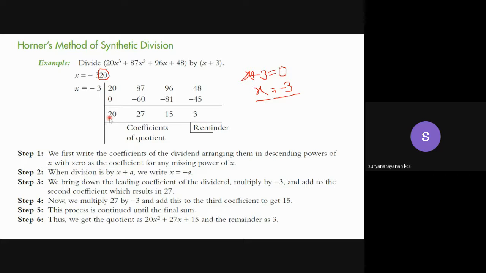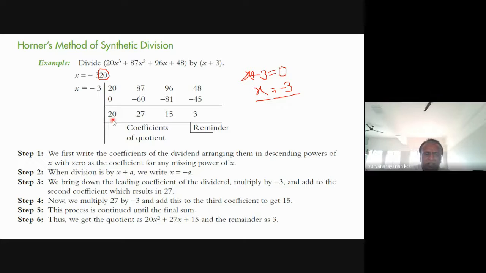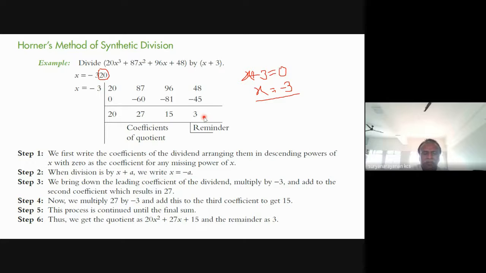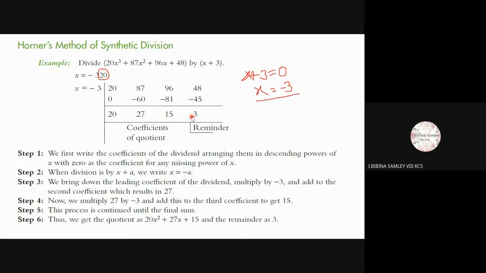But then what is the quotient? Tell me. Polynomial, can you tell me? This is a constant, 3 is the constant. 15 is a constant, 27x, and this is 20x square. Understood this point? The remainder is 3. That's all. The quotient is 20x square plus 27x plus 15, and the remainder is 3. Sir, this method is easy.